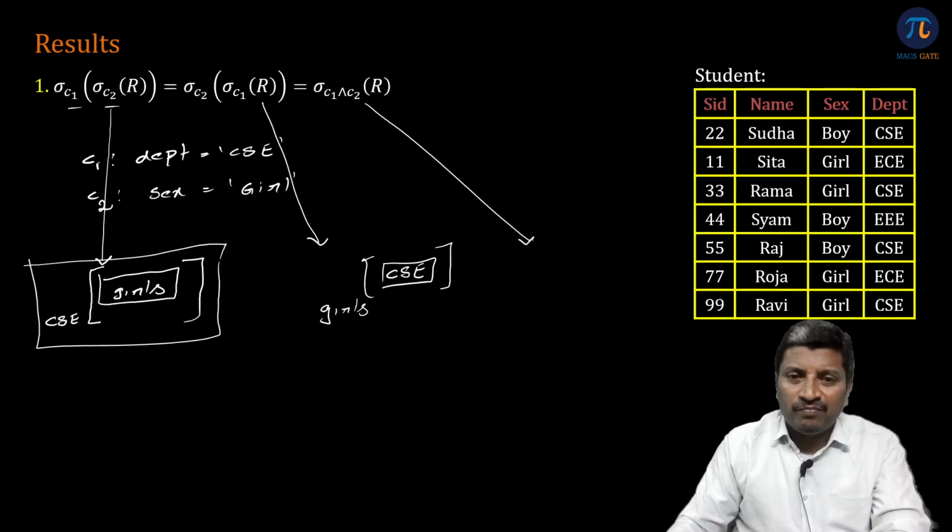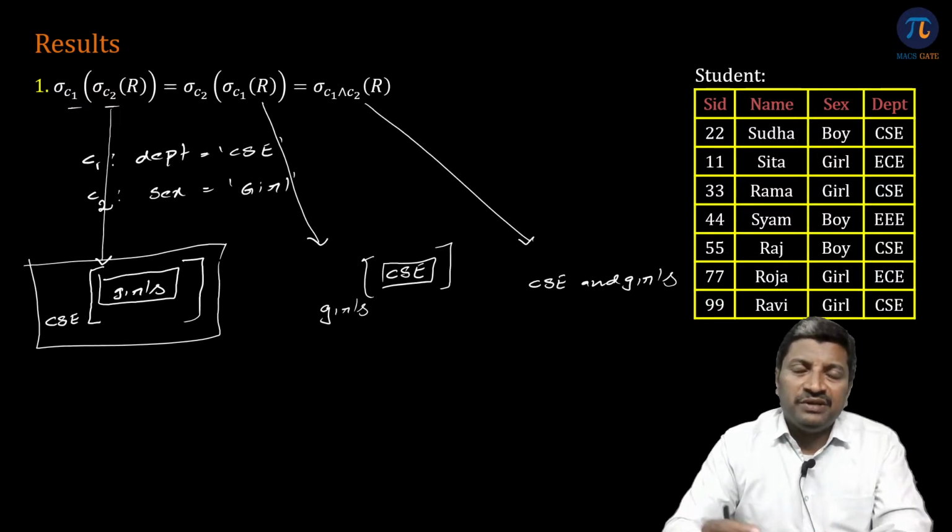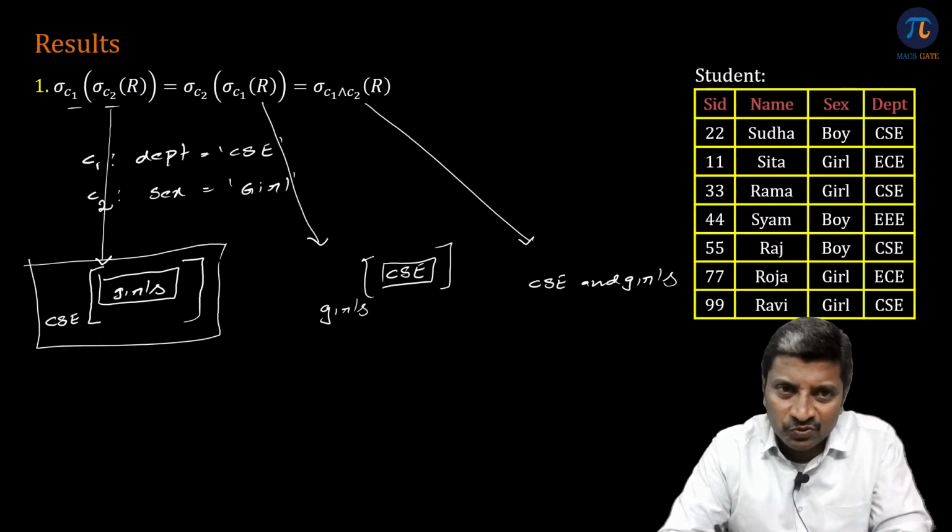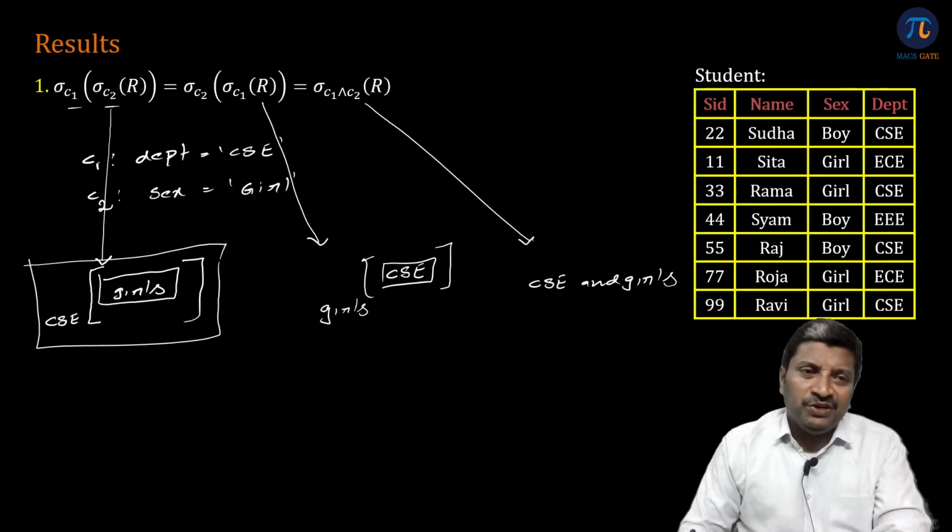We are making CSC and girls. It is a single statement. So in all cases, what you get, sir? We will get only CSC department girls. Hope you understood it. So that is the meaning of this result.